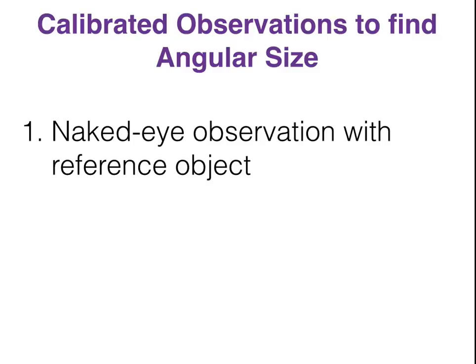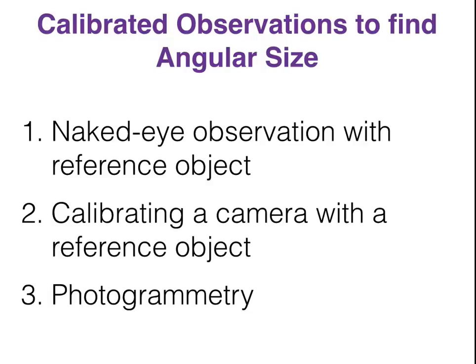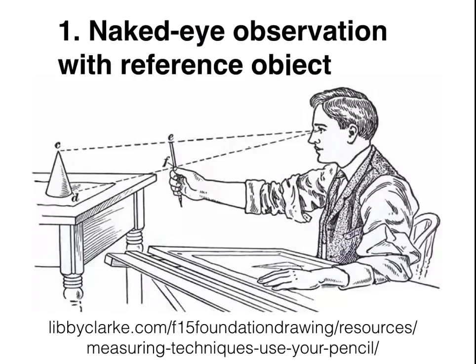One is a naked eye observation, but with a reference object. Another one is calibrating a camera with a reference object, and the other one is photogrammetry. So these are sort of in order of precision. Let's start with a naked eye observation. Artists have known for years that you can take a pencil and cinch your thumb up on the pencil and get an angle. And so that angle, the angle of the cone and the angle of the pencil, that's going to be the same angle.